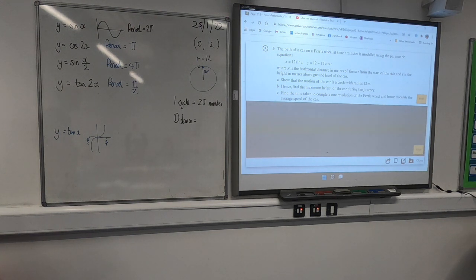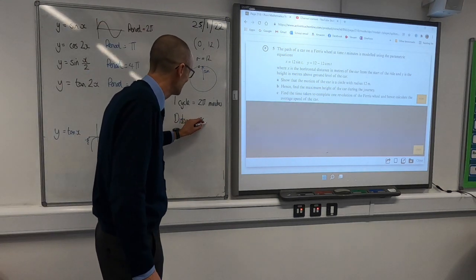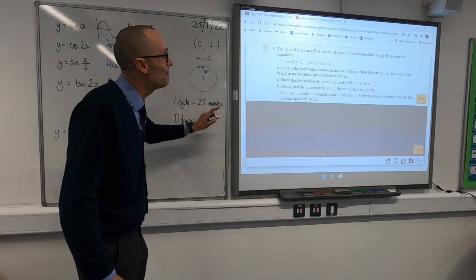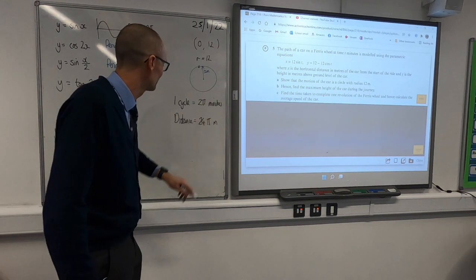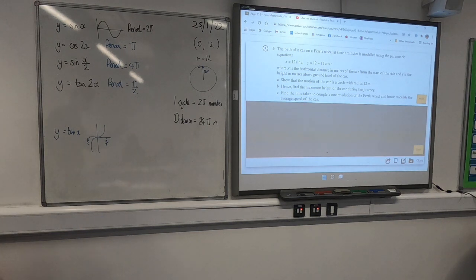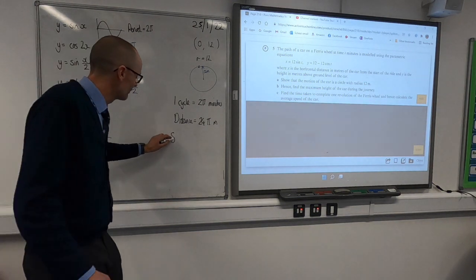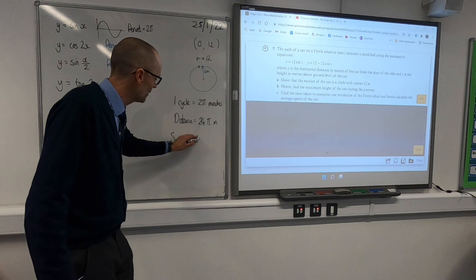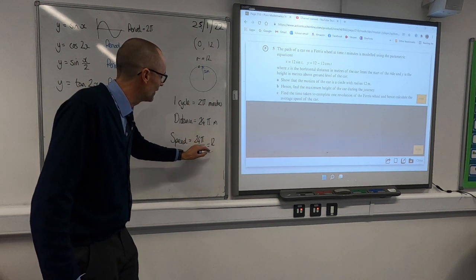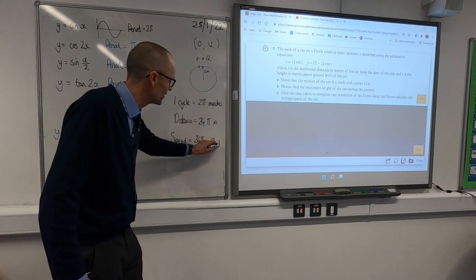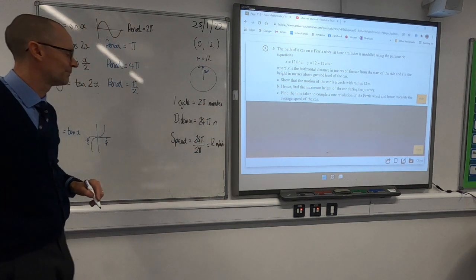Pi r squared sounds like radius area to me. When it comes to circumference, I just use pi d. Pi times the diameter. 24 pi. And that's in meters, because we're somewhere where it says meters. So speed, distance over time. 24 pi divided by 2 pi, which is 12, and that's meters and minutes. Not that you ever measure speed in meters per minute, but there you go. Meters per minute.